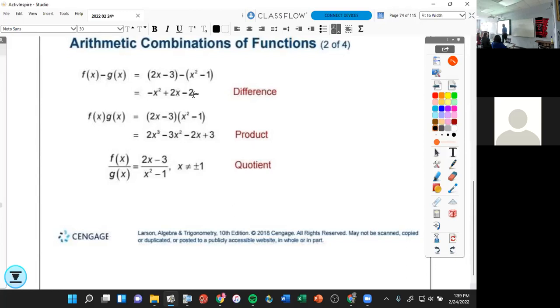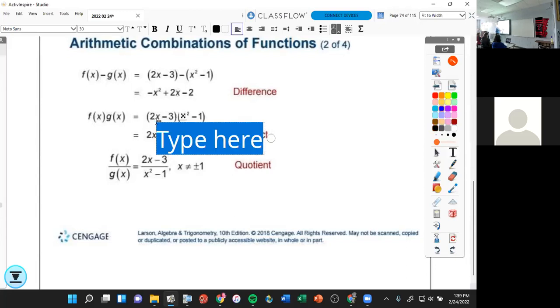If I am multiplying 2 functions together, in this case, it's just a binomial times a binomial, right? So with the binomial times a binomial, what are we going to do? FOIL, right? So if you'll notice, first times first, and I kind of walk through what's going on here.